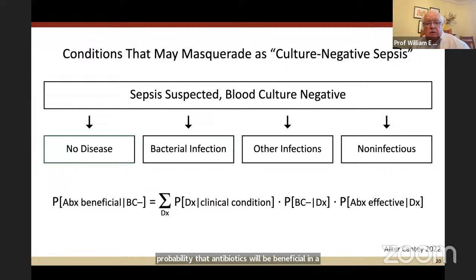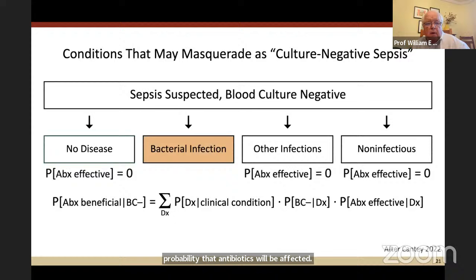And that's the sum over all of these conditions of the probability that the baby has a particular diagnosis, given their clinical condition, times the probability that the blood culture will be negative if they have that diagnosis, times the probability that antibiotics will be effective if they have that particular diagnosis. And you will notice that the probability that antibiotics will be effective if there is no disease, if there are other non-bacterial infections, or if the process is non-infectious, is zero. So the equation at the bottom here simplifies quite nicely.